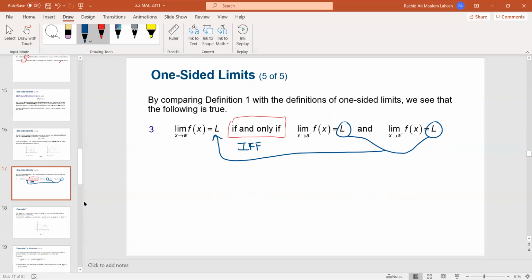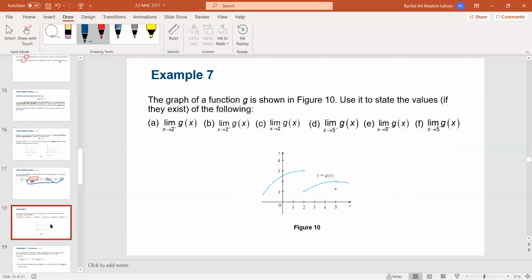And what happens if they're not the same? This is going to be: does not exist. Okay, so if this is L and this is M, this limit here does not exist. All right, this is an important example, and to summarize and conclude with it in a few minutes, it's going to help you with almost all limit questions in the homework.